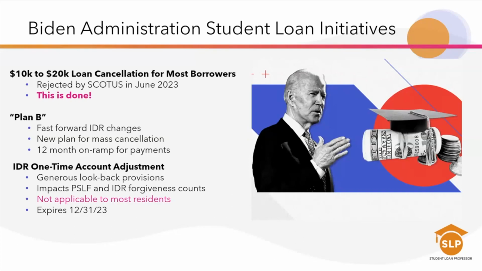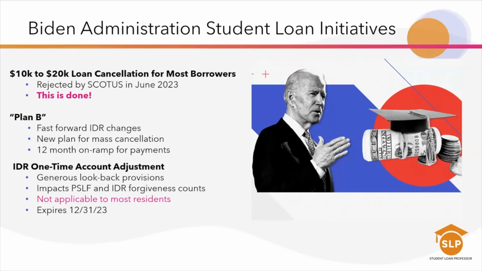The IDR one-time account adjustment, put plainly, is a look-back provision allowing people with older types of debts that aren't supposed to qualify for forgiveness if they were not on an income-driven repayment plan. It's basically giving those borrowers credit towards either PSLF or income-driven repayment forgiveness, and in some cases actually putting them past the threshold where they qualify for forgiveness.